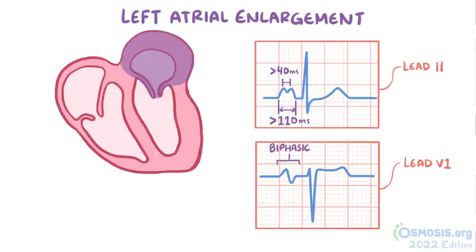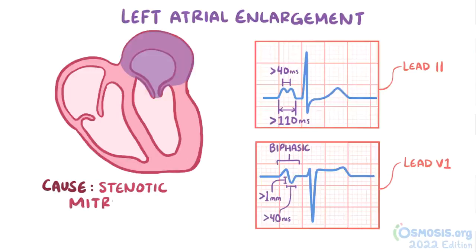The key difference between a normal and pathological biphasic P wave in V1 is that with left atrial enlargement, the negative portion is usually more than 1 millimeter deep and lasts for more than 40 milliseconds. Left atrial enlargement also develops from a stenotic valve, but this time it's the mitral valve on the left side, which causes the left atrium to get bigger.